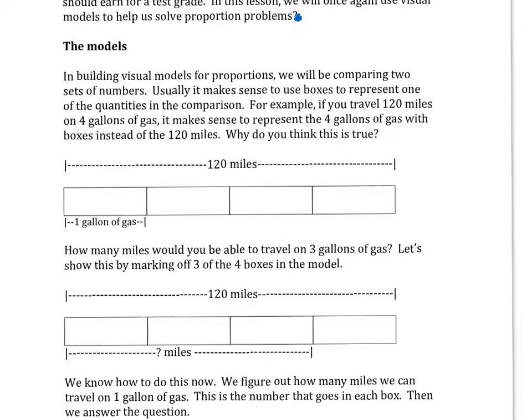The models. In building visual models for proportions, we'll be comparing two sets of numbers. Usually it makes sense to use boxes to represent one of the quantities in the comparison. For example, if you travel 120 miles on 4 gallons of gas, it makes sense to represent the 4 gallons of gas with boxes instead of 120 miles. And a little question there, why do you think this is true? Well, personally, I wouldn't want to draw 120 boxes. I'd rather draw the 4 boxes.